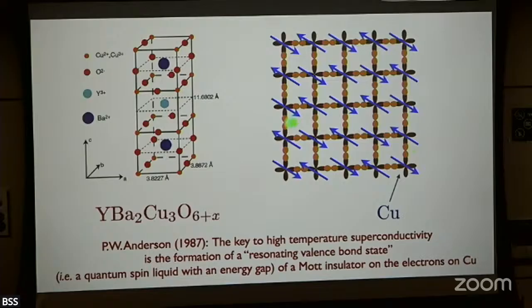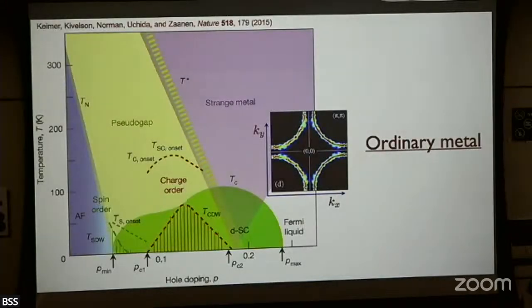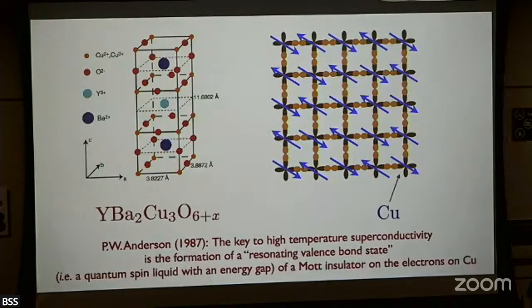But it's still, I think, the correct idea, because building on the idea, which is what I'm going to do, is in fact the key to understanding the pseudogap. So once you dope it, the correct reference insulating state turns out to be some type of spin liquid.